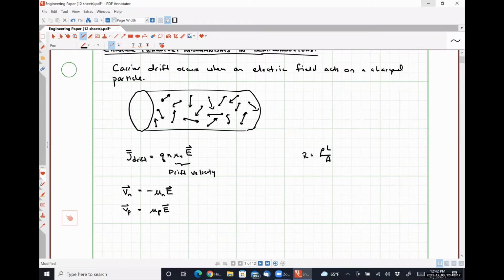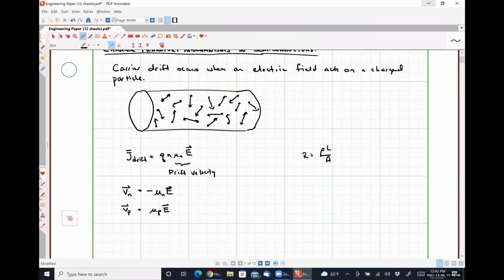Why is there a difference in signs? That's one way to think about it, sure. So an electron has a negative charge, a charge of negative 1.60218 times 10 to the negative 19 coulombs, and a hole has a charge of positive 1.60218 times 10 to the negative 19 coulombs.